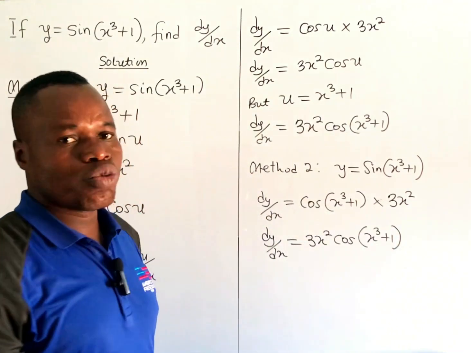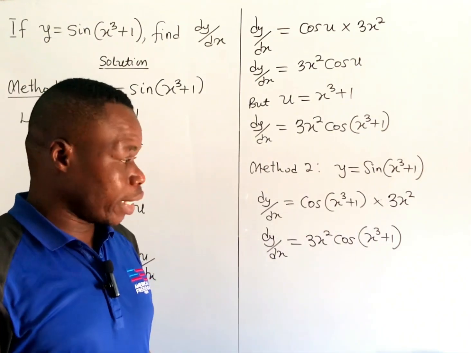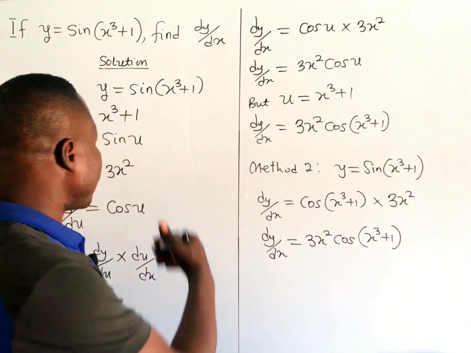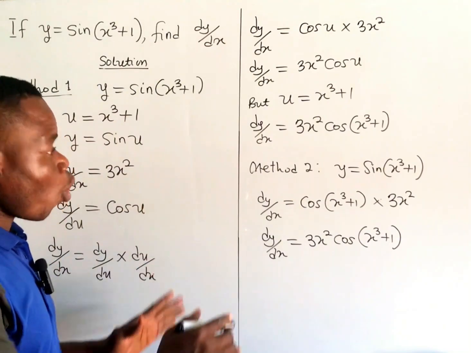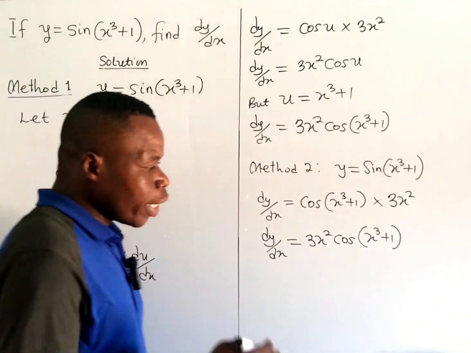So this is the shortcut way that we normally use if this type of question is asked in the objective test and you want to go and shade. You use that one. And method 1 is used when it is theory. Then you show all the working for your marks.